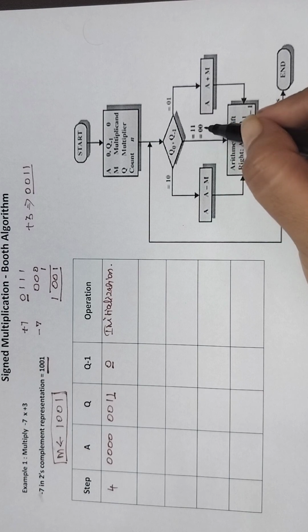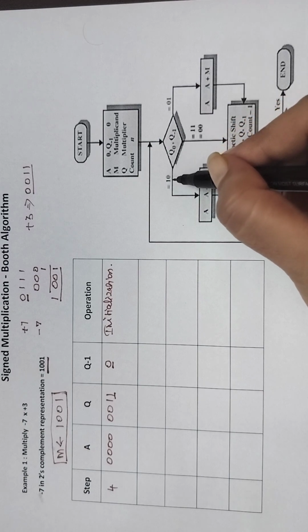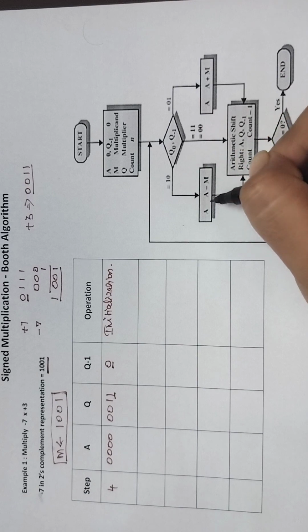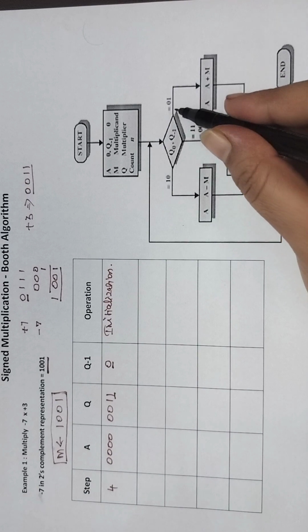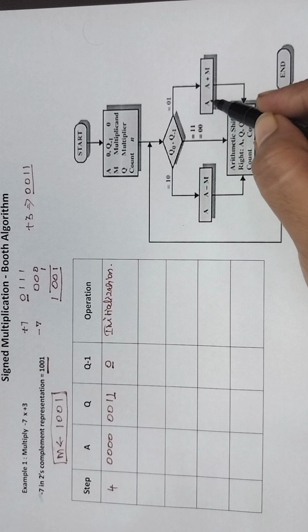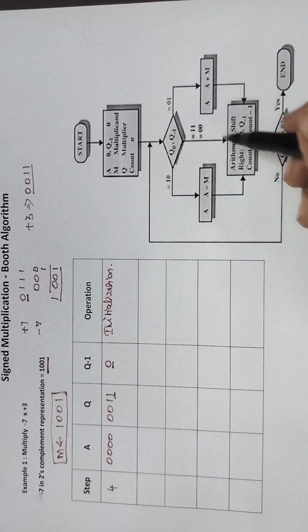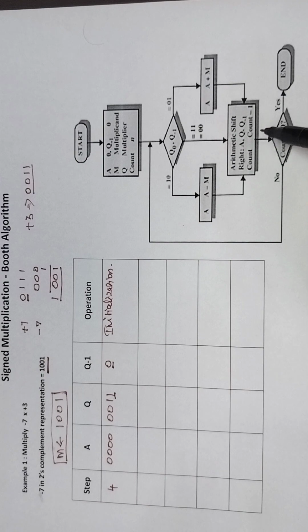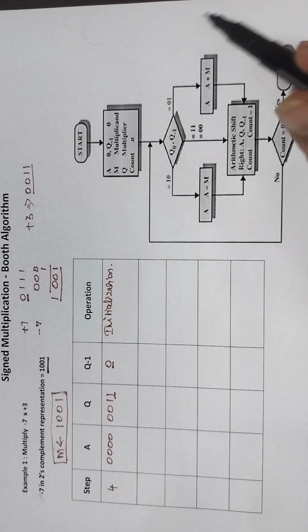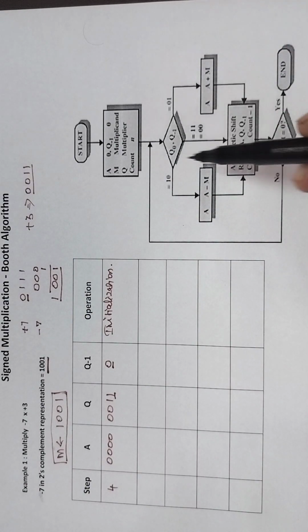So we perform the arithmetic shift right of A, Q and Q minus 1. If it is 1 1 or 0 0, just shift. If Q0 is 1 and Q minus 1 is 0, that is 1 0, we perform A = A minus M. If it is 0 1, we perform A = A plus M. Then after this, we do the arithmetic shift operation, decrement the count, and check the count. We repeat the process. This is the process of the Booth algorithm.